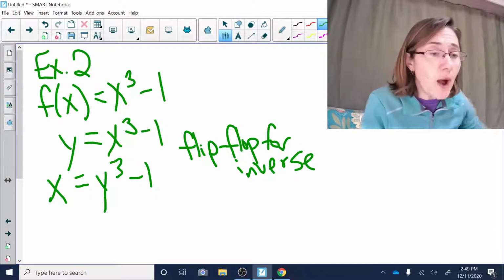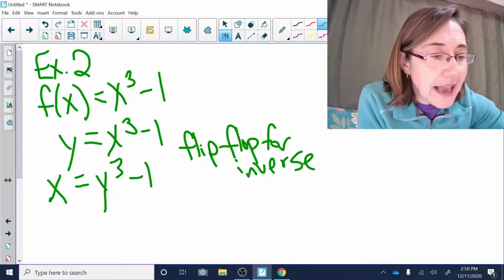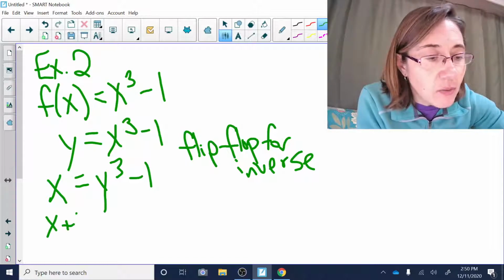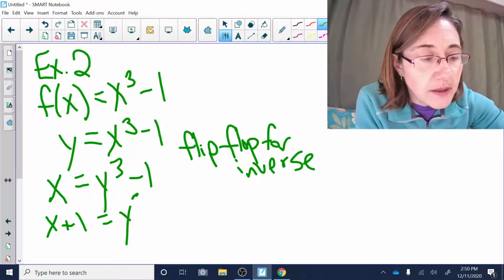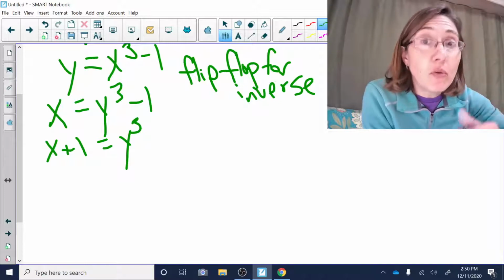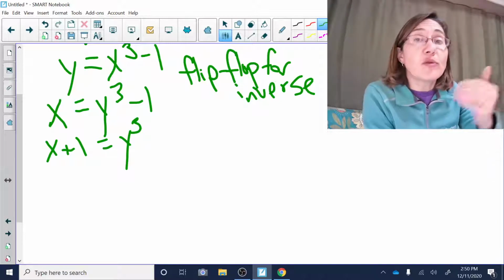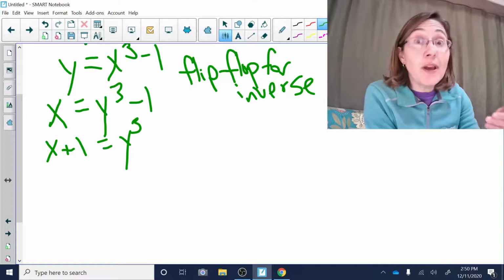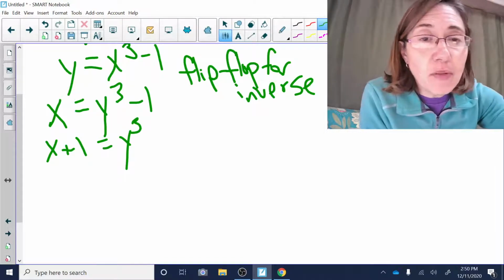Okay, so now I want to solve it for y. To get that y by itself, I'm going to need to add 1 on both sides. So x plus 1 equals y cubed. And then to uncube, you have to cube root, just like to unsquare, you square root. So I'm going to cube root both sides.